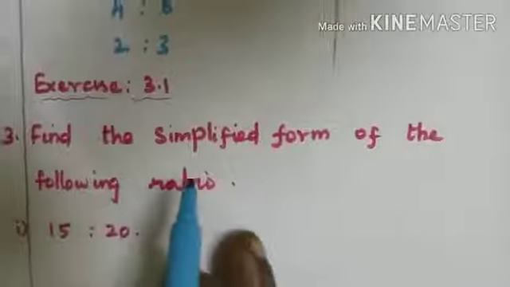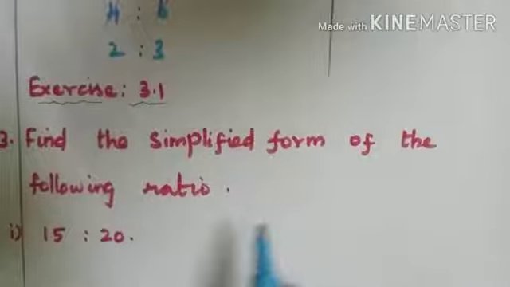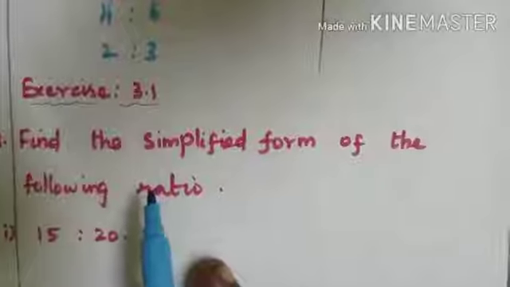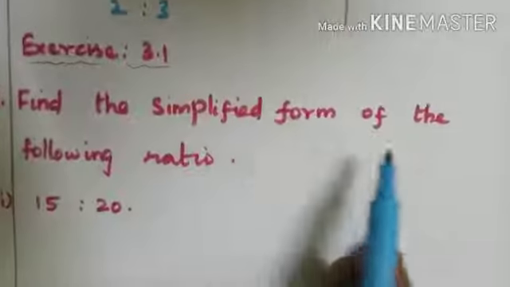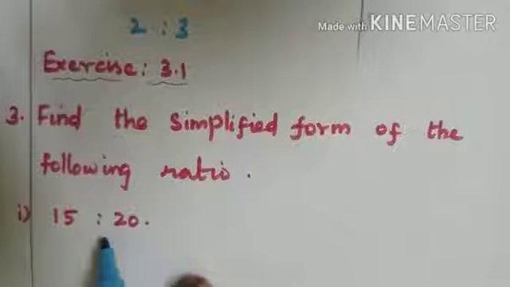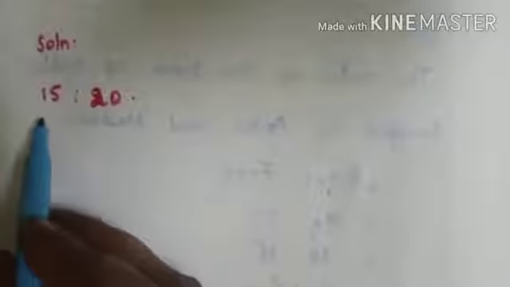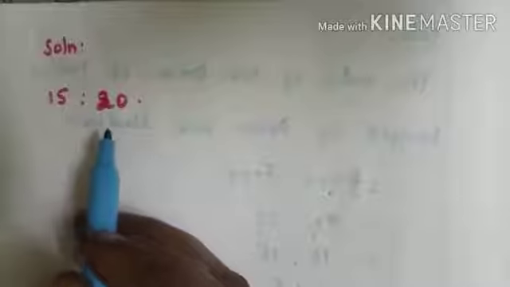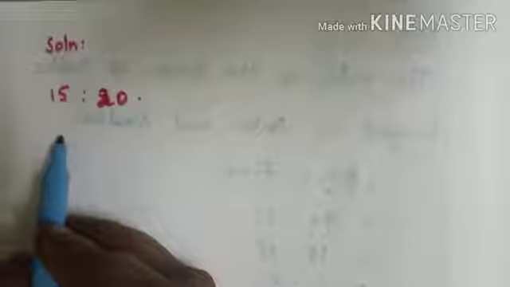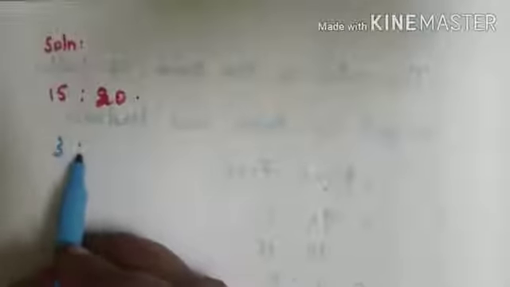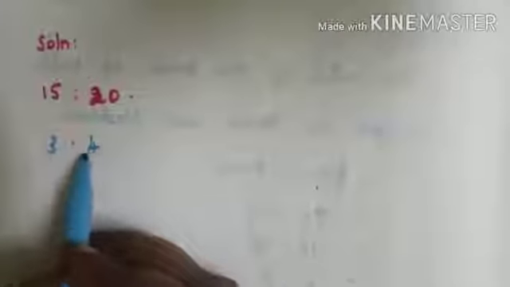Next exercise 3.1. Third question. Find the simplified form of the following ratio. 15:20. Now we are going to see the solution. So 15:20. Now this 15 and 20 will be going in which table? Yes, 5 table, isn't it? Therefore here 3 5s are 15 and 4 5s are 20. Therefore 3:4. The answer is 3:4.